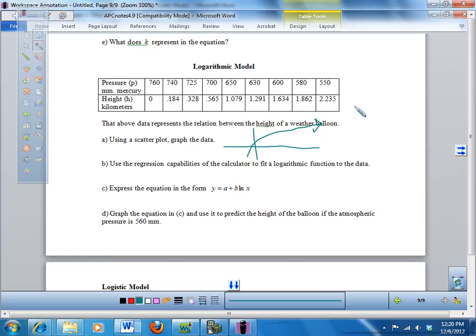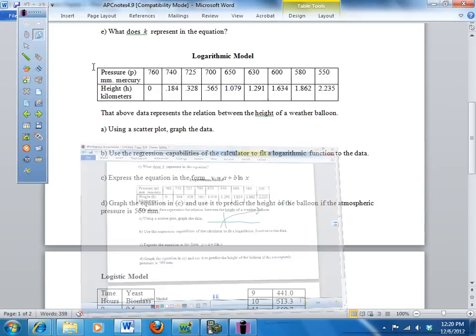Once again, on your calculator, you're going to use the regression, logarithmic regression, ln x. And then you just do the same thing. This one you don't have to change anything into anything else. It just says use the regression capabilities of a calculator to fit a log. You express the equation, and it actually gives you those letters, so you can just plug it in. Then you graph the equation and predict the height of the balloon when the atmospheric pressure is 560. You just plug 560 in there. That's pretty straightforward, so I don't want to go through that whole thing.